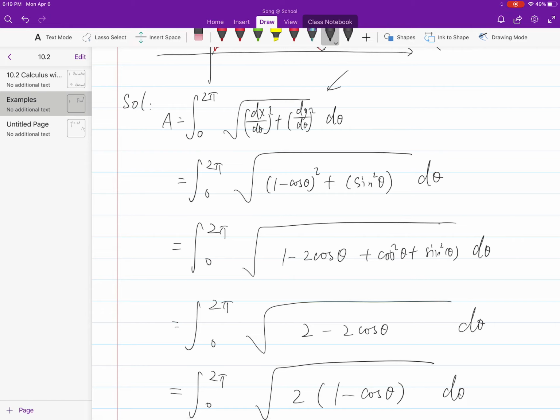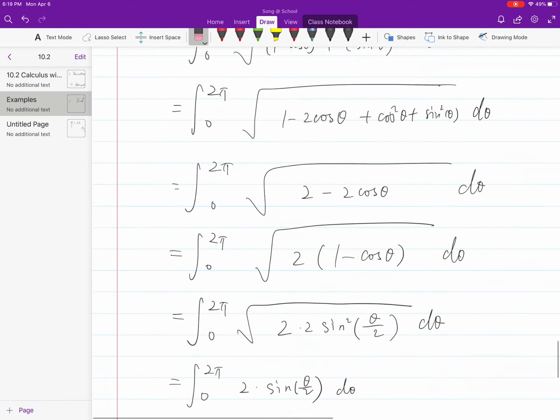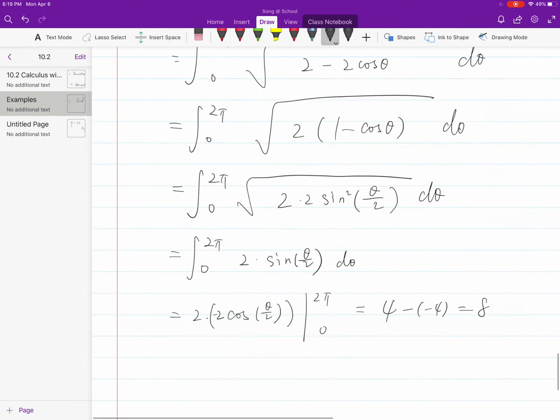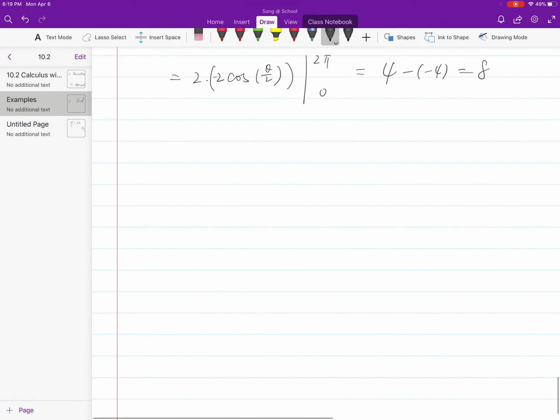Okay, that's how we do it. This is just one formula. Once you have that, just pick the right variable, then the right ending and starting point. In this case, we use theta. Theta is the one you divide here and here. Since your x and y are already in terms of theta, you know how to take the derivative. You just do it twice. Very easy.